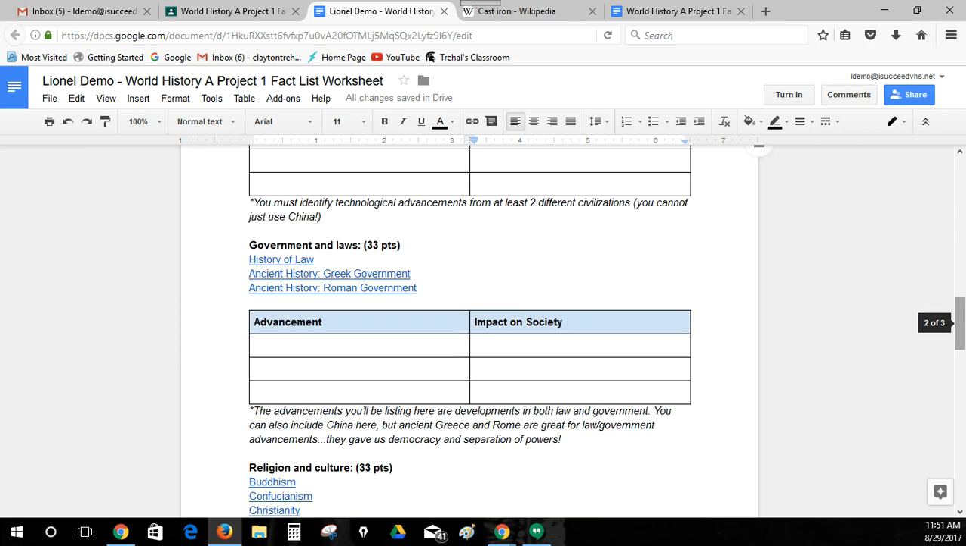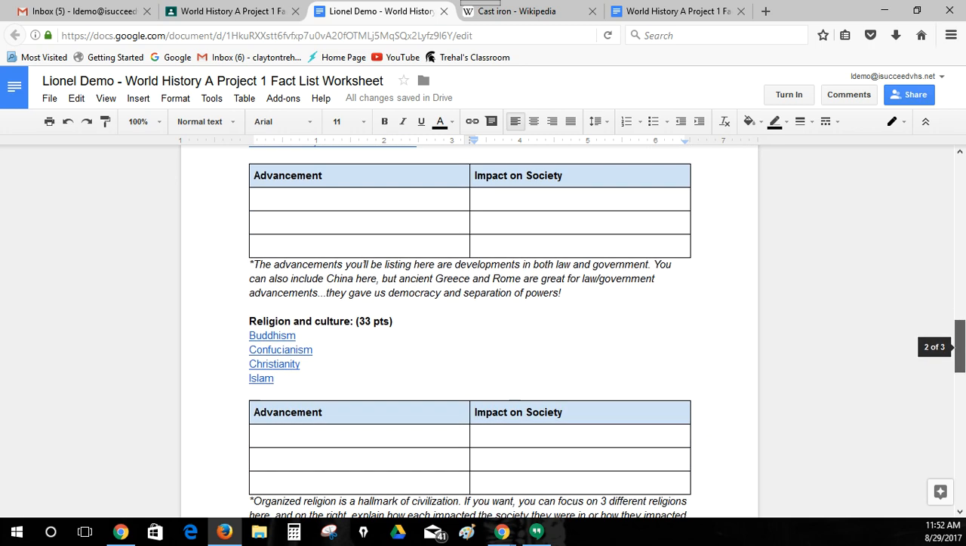When you get to the government and laws category, you really want to look at Greek and Roman government. You guys wrote so many good discussion prompts on the Roman government and how similar it was to ours, and how well they made the classes get along with each other. You want to think about that, and you're going to identify 3 things. Like you might put the 12 Tables here, or you might put the Roman Republic, and you really want to think about how this benefits.